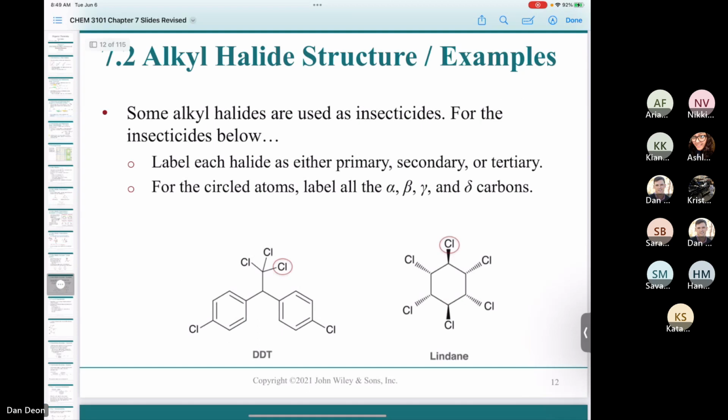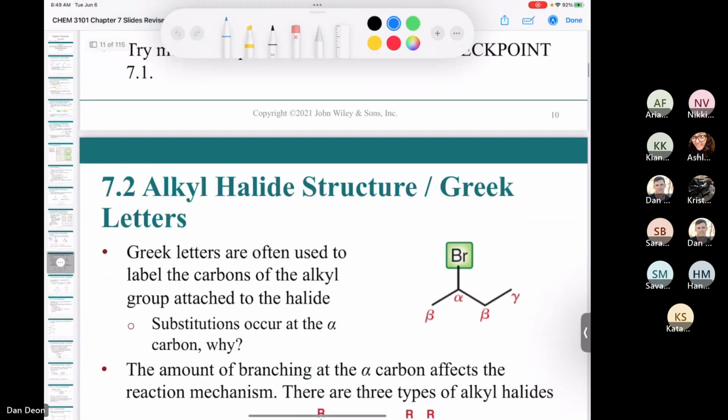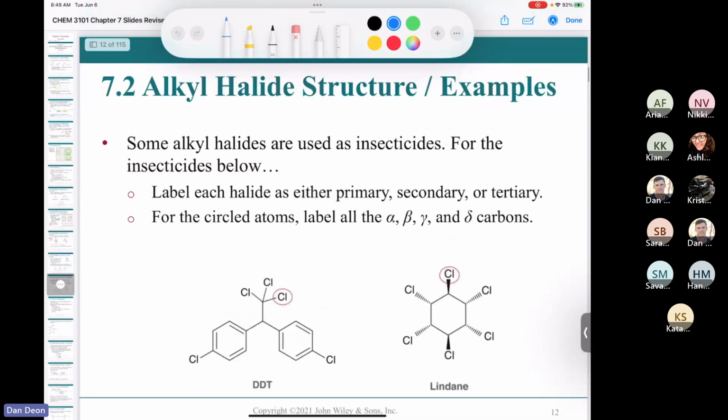Oops, I deleted everything on that. Okay, I didn't lose my notes there. All right, so how would you identify this chlorine here? Would you call this primary, or secondary, or tertiary? Would anybody identify this chlorine as being primary? It's a secondary alkyl halide, isn't it? Because if you look at the alpha carbon, it's attached to two beta carbons here, and so this is a secondary alkyl halide.